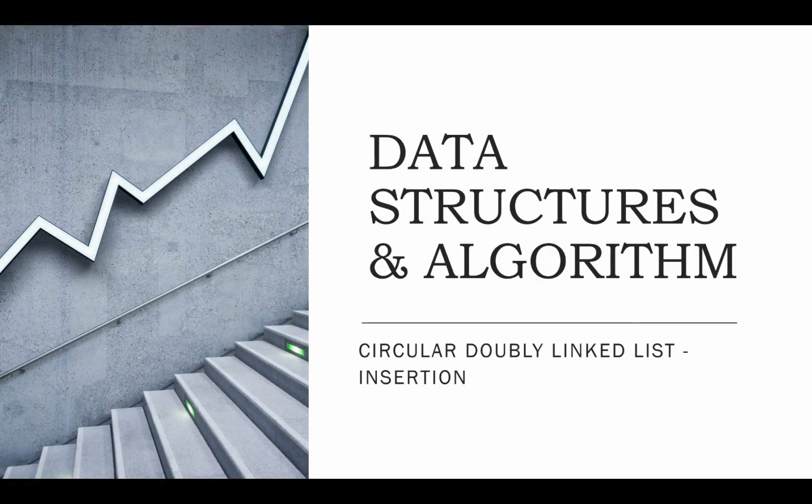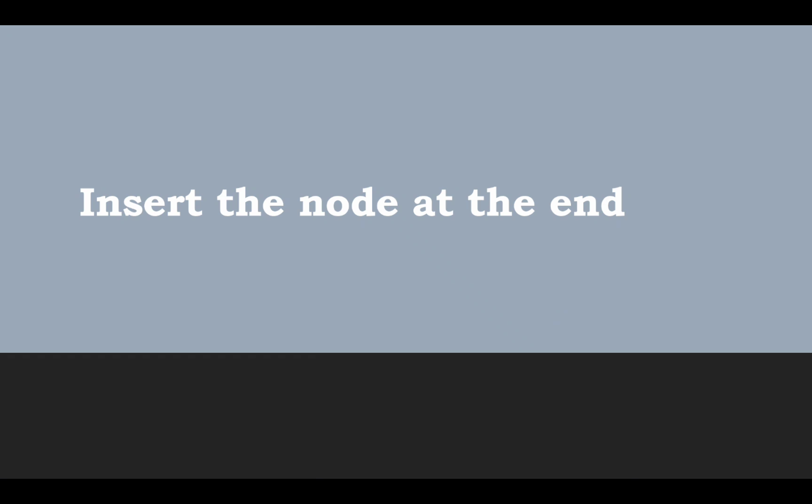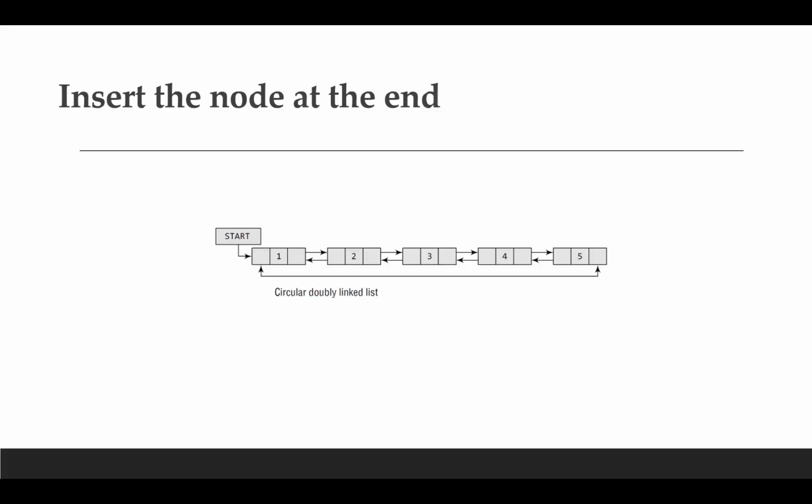In this video we are going to see the next method of insertion, that is inserting the new node at the end. Here we are going to use the same condition, that is ptr->next is not equal to start. By using this, we are finding the last node, and we will insert the node at the end of the list.